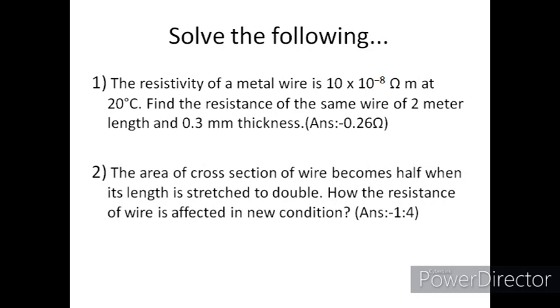The first question is, the resistivity of a metal wire is 10 into 10 to the power minus 8 ohm meter at 20 degrees Celsius. Find the resistance of the same wire of 2 meter length and 0.3 mm thickness. And the second one is, the area of cross section of a wire becomes half when its length is stretched to double. Then find out how the resistance of the wire is affected in the new conditions.